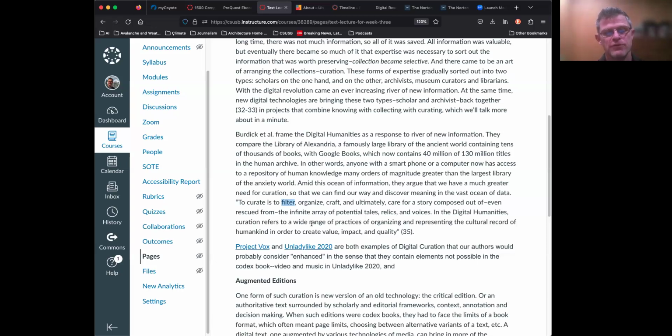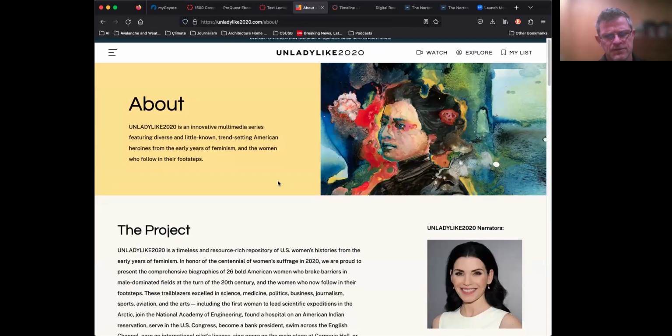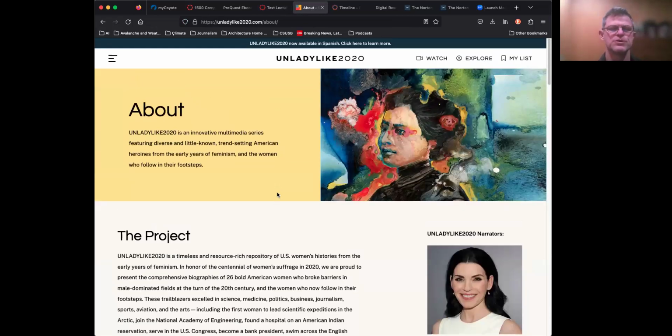So, for instance, Unladylike 2020 is a project that was put together on the occasion of the 100-year anniversary of women's suffrage in the United States, right? So just over 100 years ago, women got the right to vote, and it was finally decided that maybe women were human beings and rational beings who deserved to be able to participate in the political process just about one long human lifetime ago, right? This is kind of an astonishing fact, really, if you think about it, that it took that long.